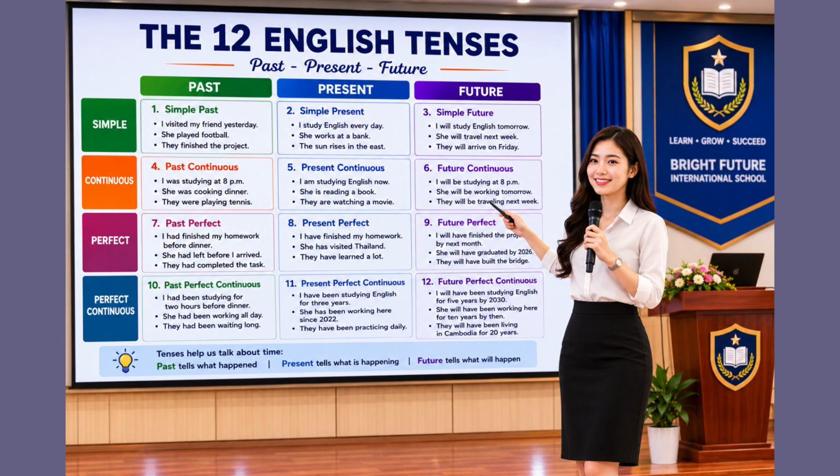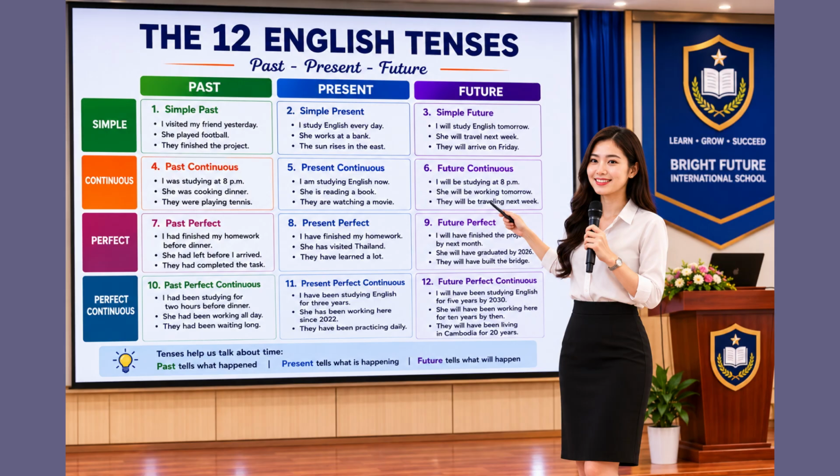10. Future continuous tense. The future continuous tense describes actions that will be in progress at a certain time in the future. Structure: subject plus will be plus verb-ing. Examples: I will be studying at 8 p.m. tonight. She will be working tomorrow morning. They will be traveling next week. We will be attending the conference. For example, at this time tomorrow, I will be sitting in class. This tense helps us imagine an activity happening at a future moment.